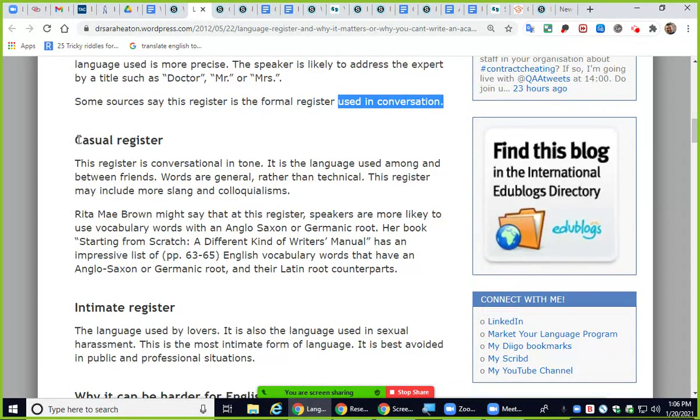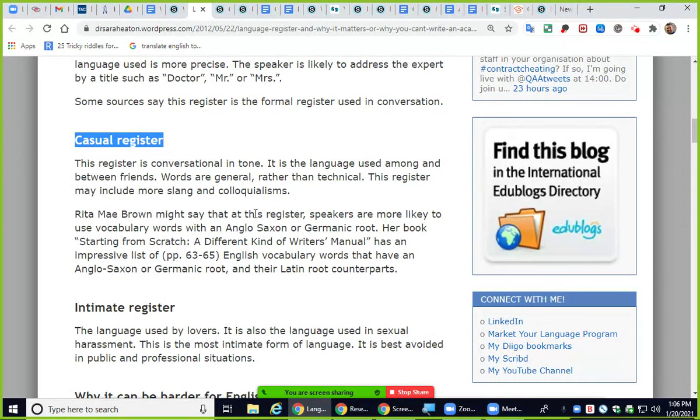Now here's where most of us talk most of the time, right? We're talking to our friends, we're joking, we're just being ourselves, and that's casual register. So it's conversational in tone, language used among friends. Words in general are general rather than technical, and may include some slang and colloquialisms. What up, dude? Right? Stuff like that.